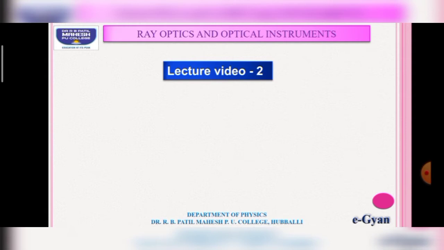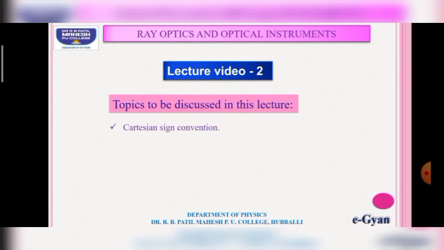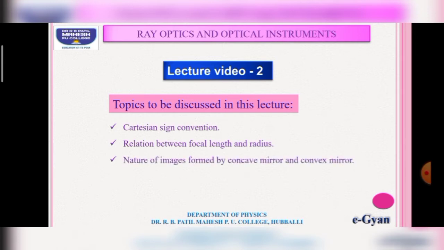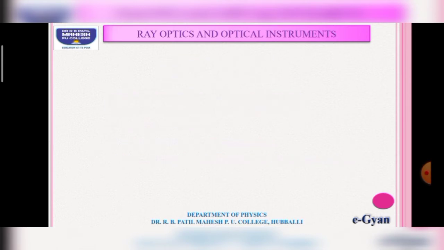In this lecture we are going to discuss the Cartesian sign convention, the relation between focal length and radius of a spherical mirror, and the nature of images formed by concave and convex mirrors. Now, let us discuss these points one by one.